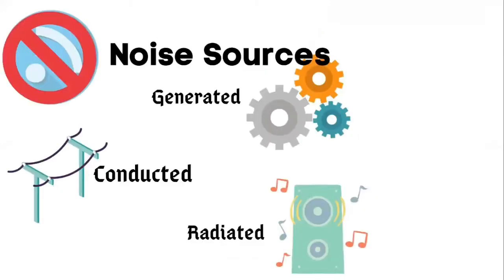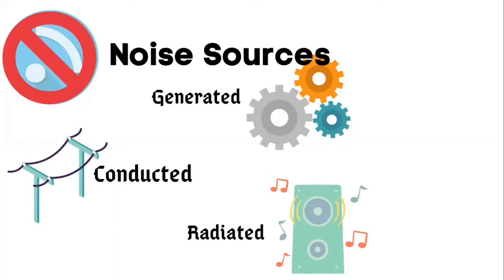Noise. The next is different sources of noise. If you see, there are different sources of noise, like generator noise, conductor noise, radiator noise, right? How to differentiate them: if you take generator noise, while performing a certain operation, there will be some noise coming along with the normal output.